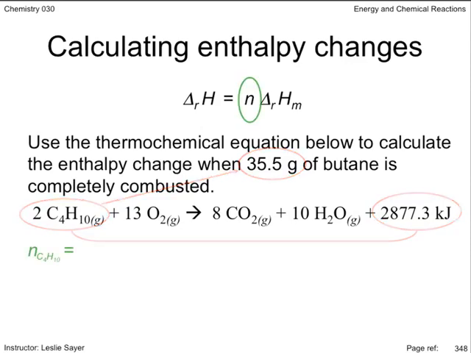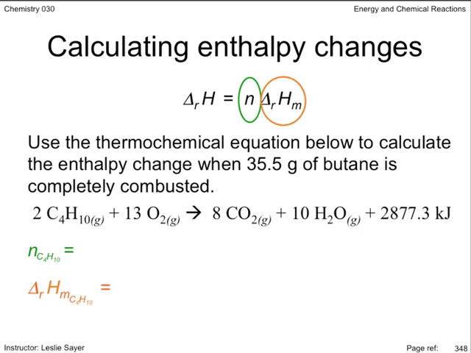So our strategy is to first find the number of moles 35.5 grams of butane amounts to. Then find the molar enthalpy change for the combustion of butane. In other words, find what the change in enthalpy for the reaction would be if we had 1 mole of butane instead of 2. Finally, multiply them together so we end up with the enthalpy change for the reaction of 35.5 grams of butane.